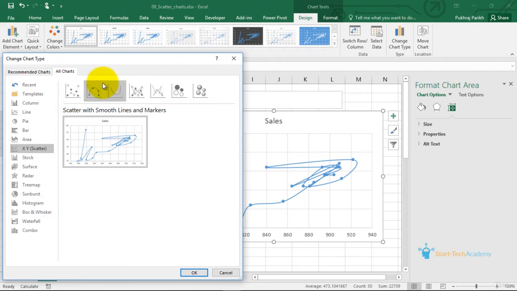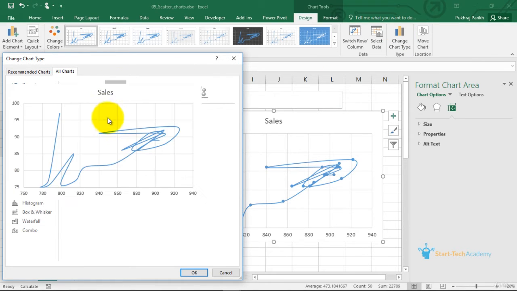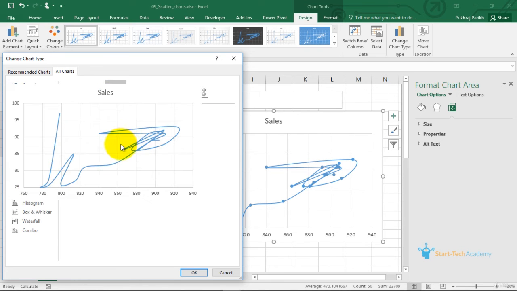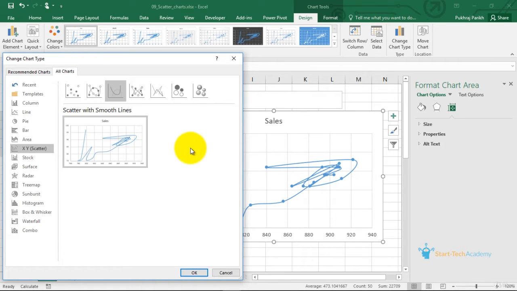The third option is scatter plot with smooth lines but no data markers. As you can see, the earlier one had these data points, these small circles highlighting the data points. If you do not want these small circles, you can select the third option. It will have a smooth line, but it will have no markers. The point of this is if you want to emphasize the relationship only.